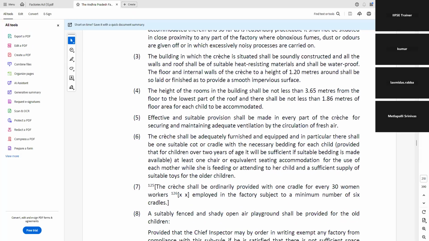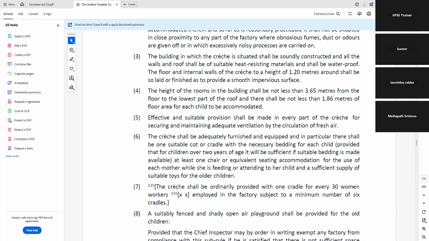It should not be less than 1.8. And effective and suitable provision shall be made in every crèche for securing and maintaining adequate ventilation by circulation of fresh air. So you have to ensure proper air circulation happens within the crèche room, and also that it is adequately furnished and equipped.